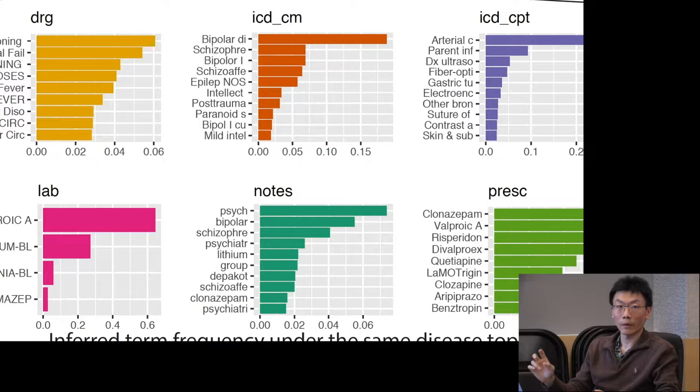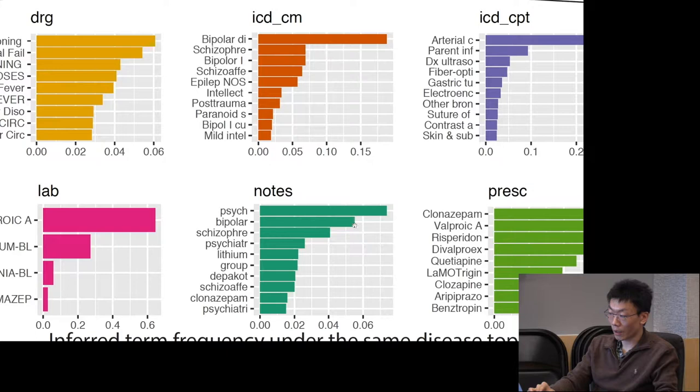Right, so this is what the model actually learned from this heterogeneous data. Obviously, some of it is very noisy, but we tend to think these are semantically meaningful, without actually teaching the model what this means.